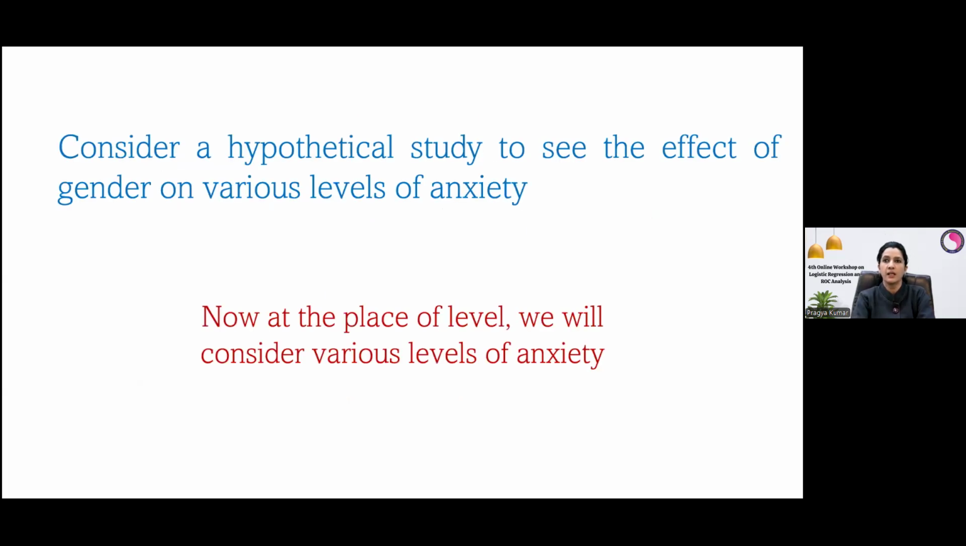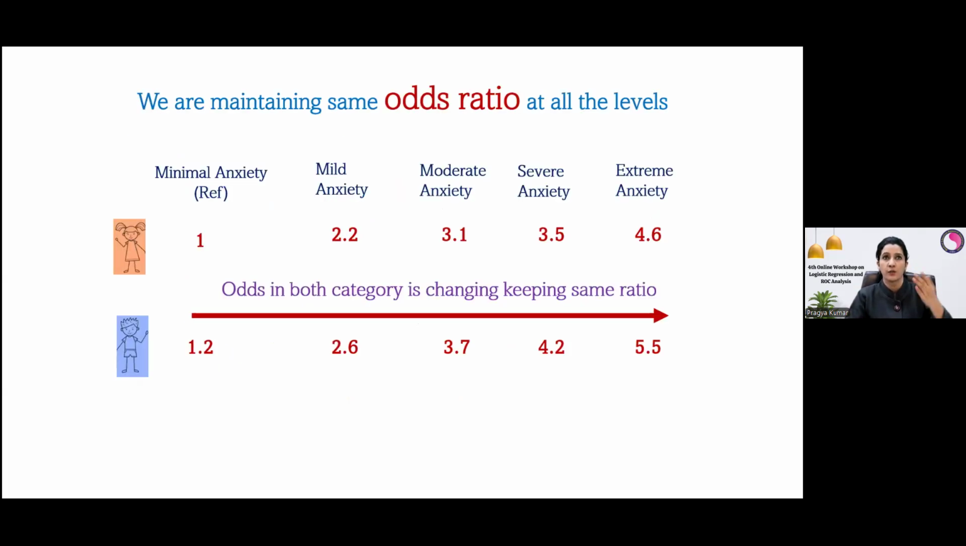Similarly, consider a hypothetical study where I want to see the effect of gender on the various levels of anxiety. Anxiety is my dependent variable, and there are various levels of anxiety: minimal, mild, moderate, severe, and extremely severe. If these are the 5 levels of anxiety, it is a polytomous variable since it has more than 2 levels. And it is ordinal because there is an increasing nature: minimal is the least and extreme is the most.